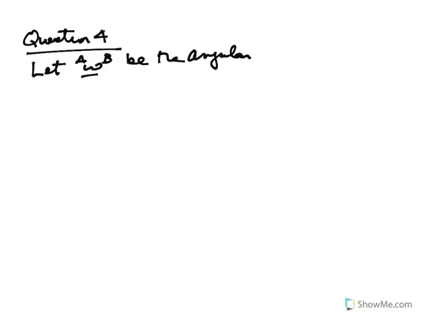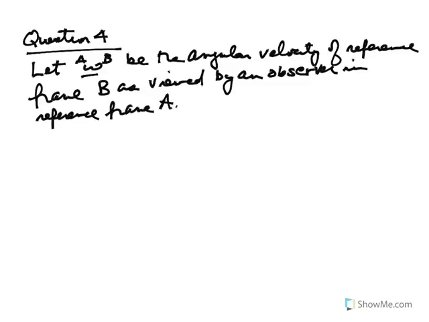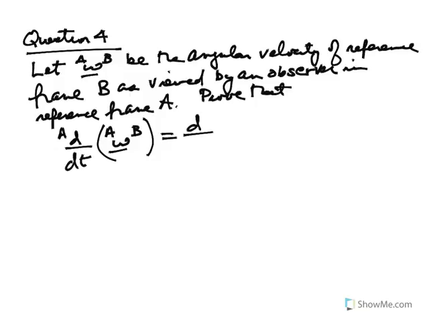Question 4 is as follows. Let omega BA be the angular velocity of reference frame B as viewed by an observer in reference frame A. Prove that d dt in A of omega BA equals d dt in B of omega BA.